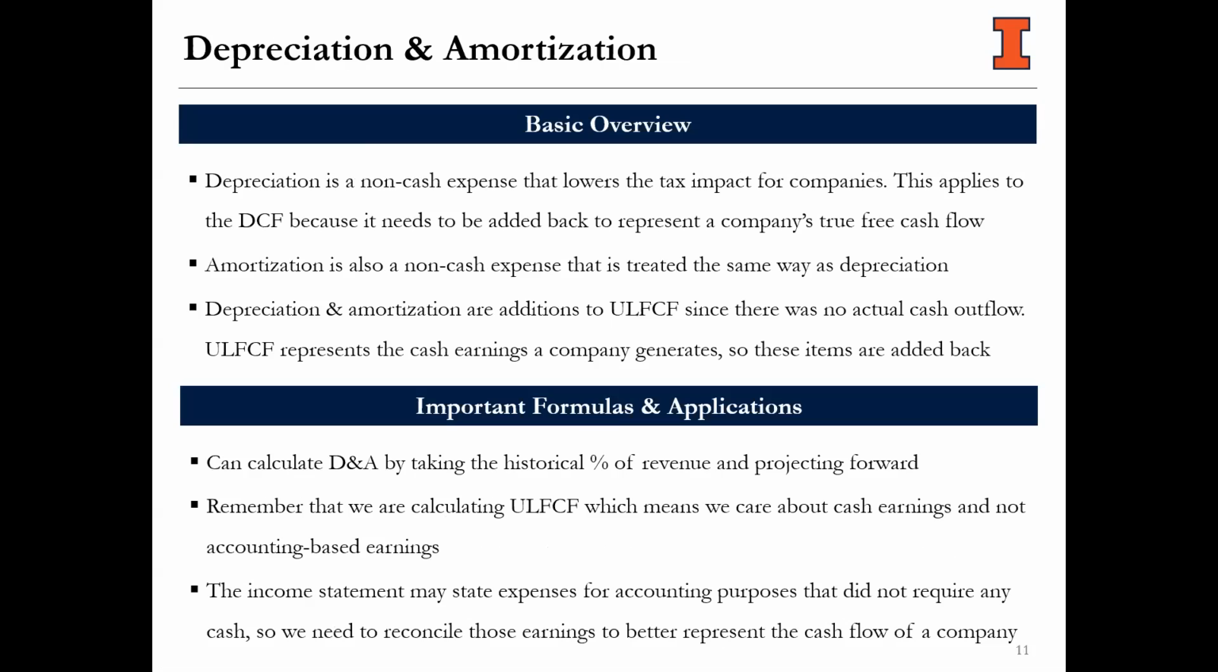Depreciation and amortization. We've talked a little about this throughout the course, but depreciation and amortization is not a cash expense in the period in which it is being expensed. However, it does reduce your tax impact. So because of this, we need to subtract it from revenue to get to EBIT. However, it does need to be added back because this is not truly representative of the cash being used or expended in the business.